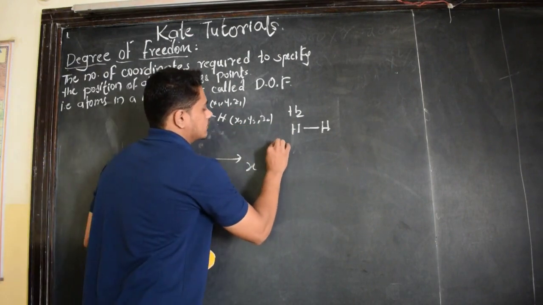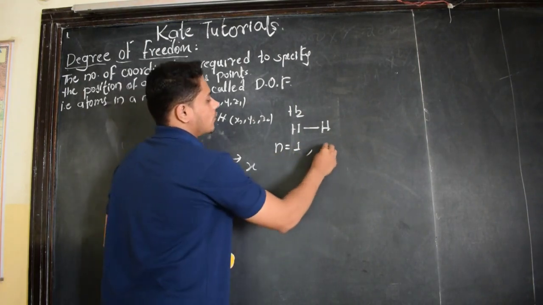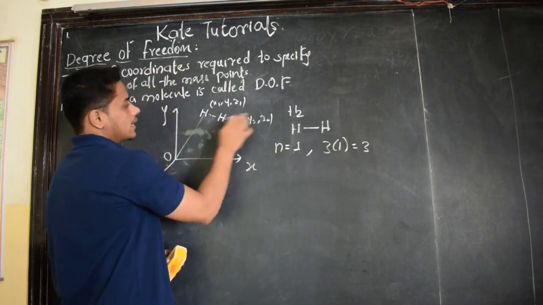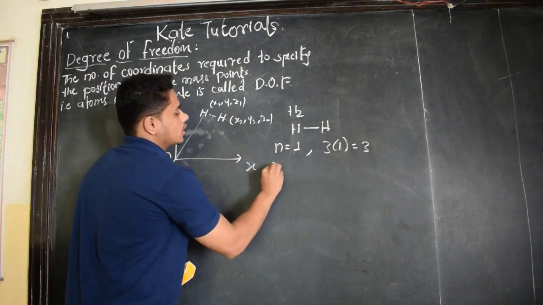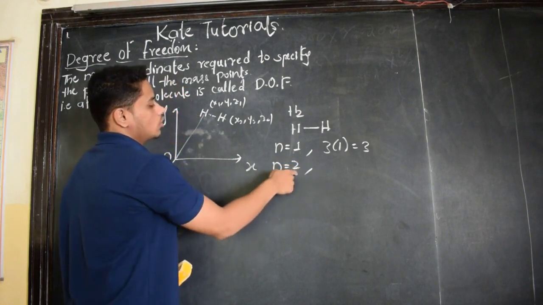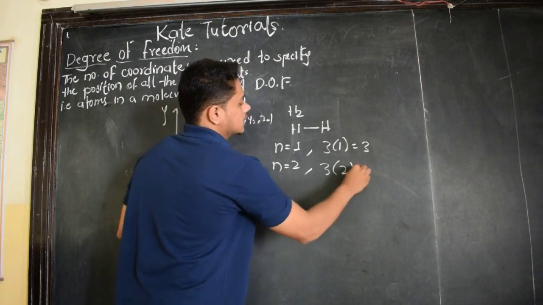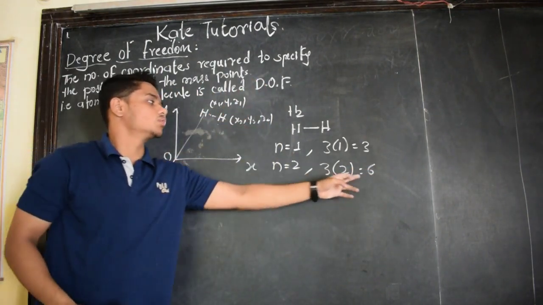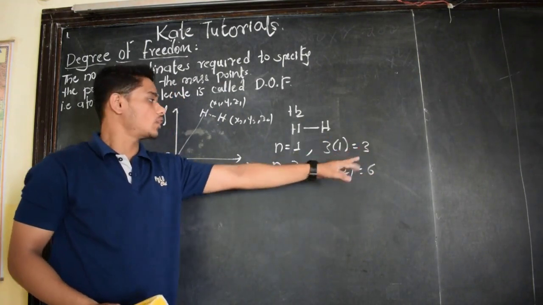For helium, that is for one atom, if n is 1, the number of coordinates required is 3 times 1, which is 3. Here in hydrogen, a molecule consists of two atoms, n is equal to 2, so degrees of freedom is 3 times 2 is equal to 6. See, x1, y1, z1, x2, y2, z2. We have 6 coordinates. These are called total degrees of freedom.